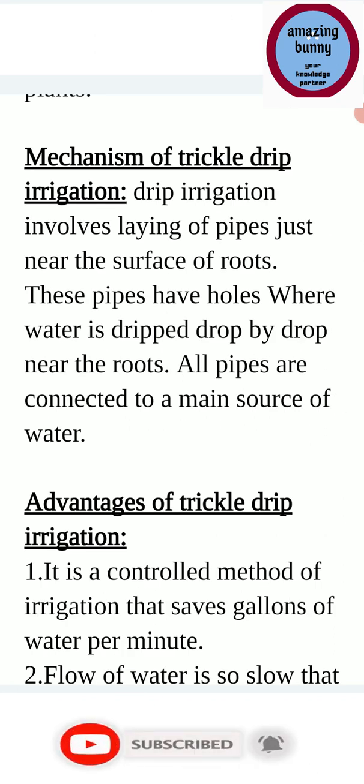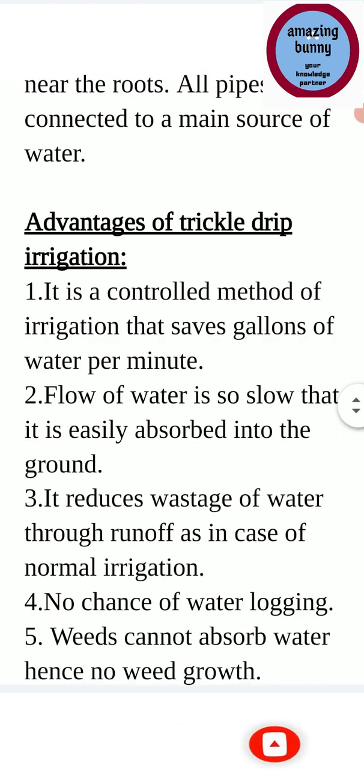So this type of irrigation involves laying of pipes just near the surface of roots, and these pipes have holes where water is dripped drop by drop near the roots. All pipes are connected to a main source of water.